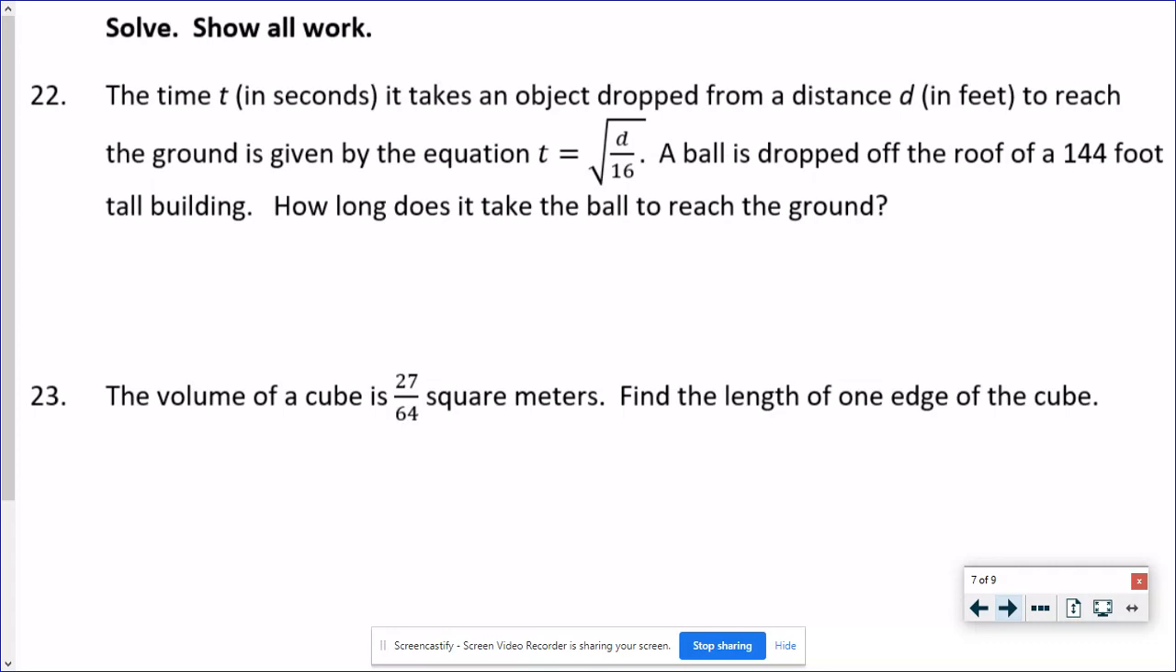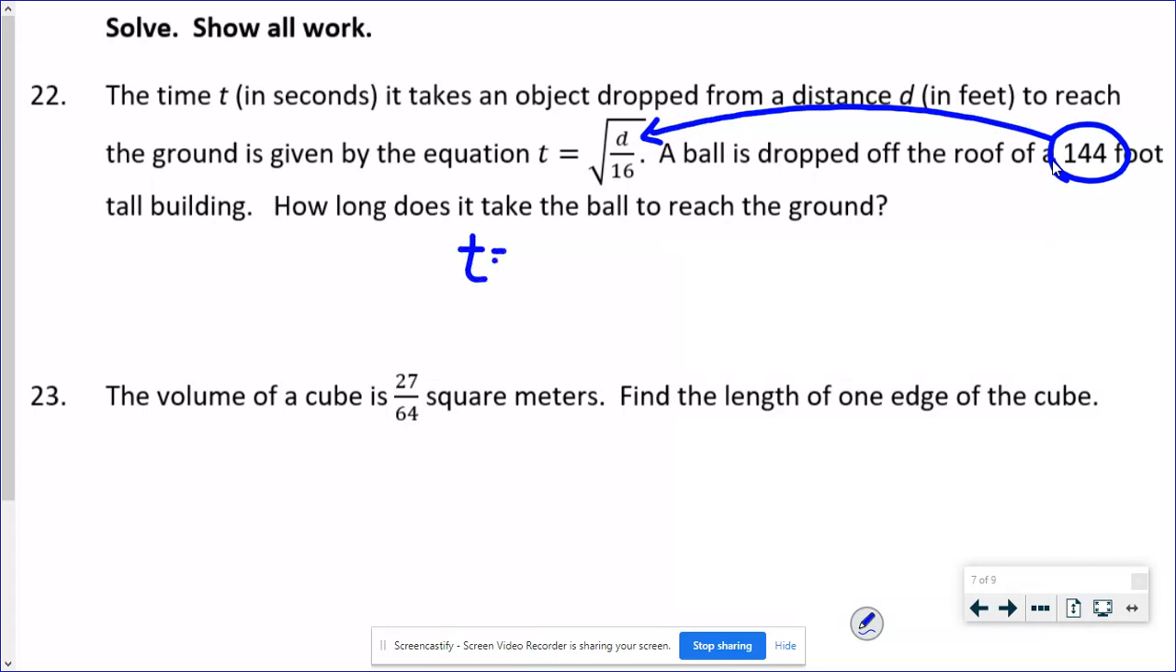In 22 and 23, sort of story problems, it says the time in seconds it takes an object to drop from a distance, so the d is the distance, to reach the ground is given by this equation. This is based on gravity and acceleration. So a ball is dropped off of a roof, and it's 144 feet tall for this building. How long does it take the ball to reach the ground? So we're going to say it's dropped from exactly the top. We're not going to worry about like the height of the person holding the ball or anything like that. That just means that this 144 is going to be the distance that we're talking about here.